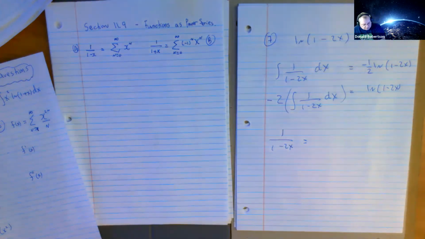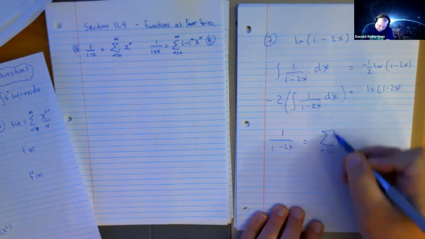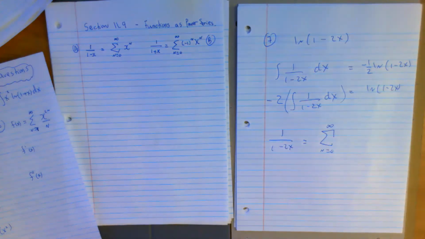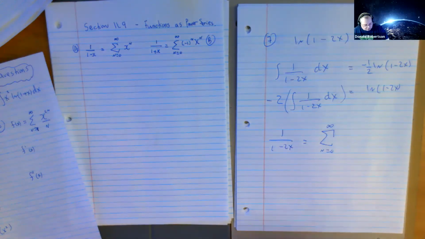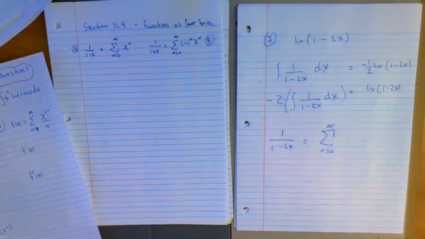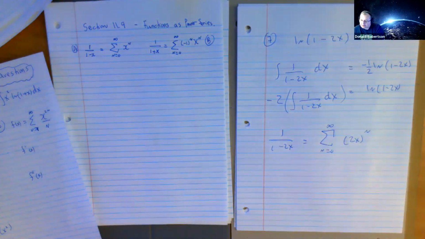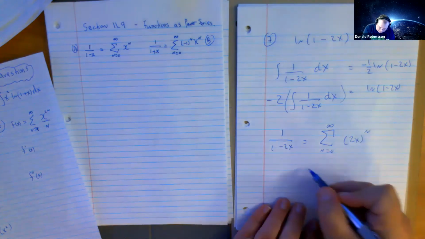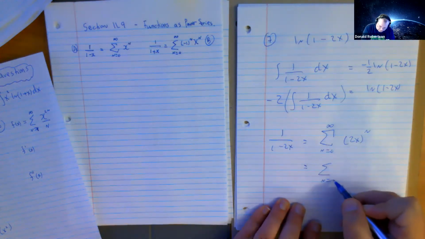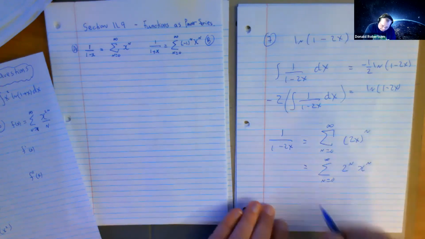Right, who does this belong to, A or B? Which power series does this belong to, A or B? A. What will be the substitution? What will I replace this x by to make this happen? 2x. Comfortable where that came from? Now that becomes that.